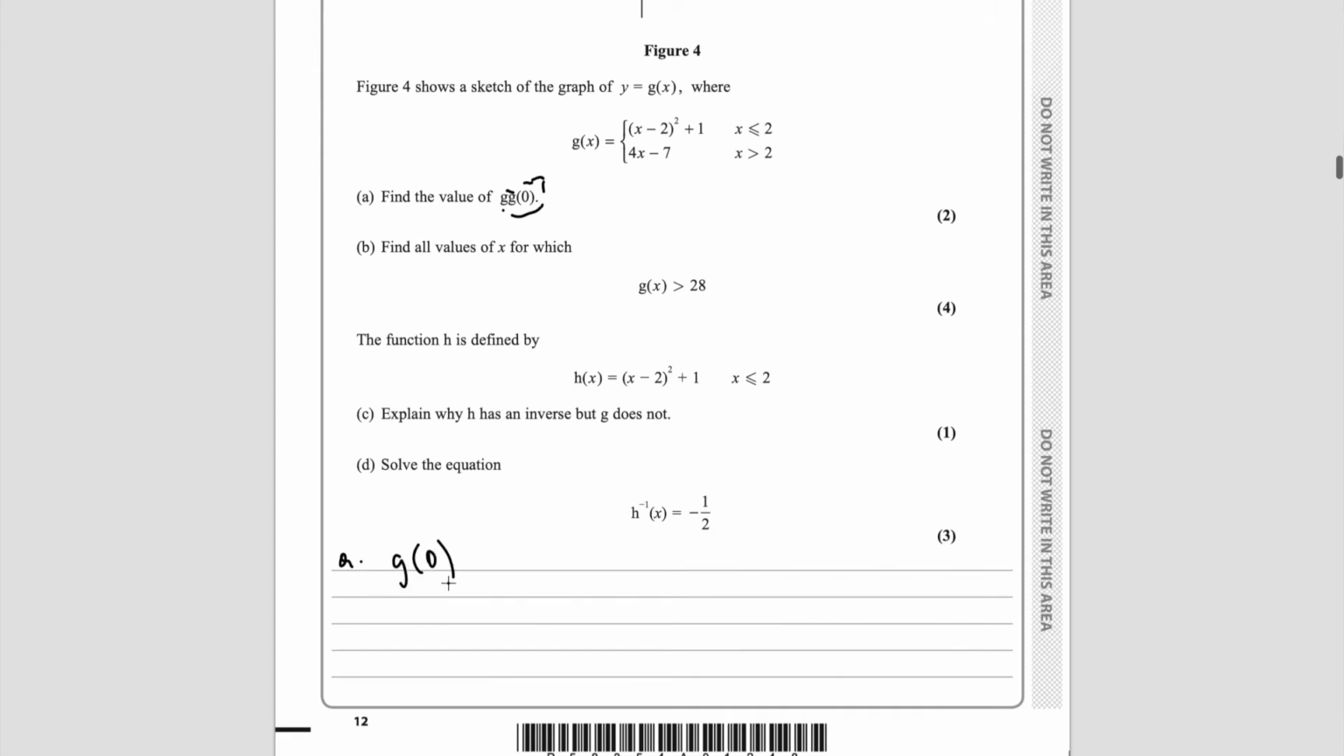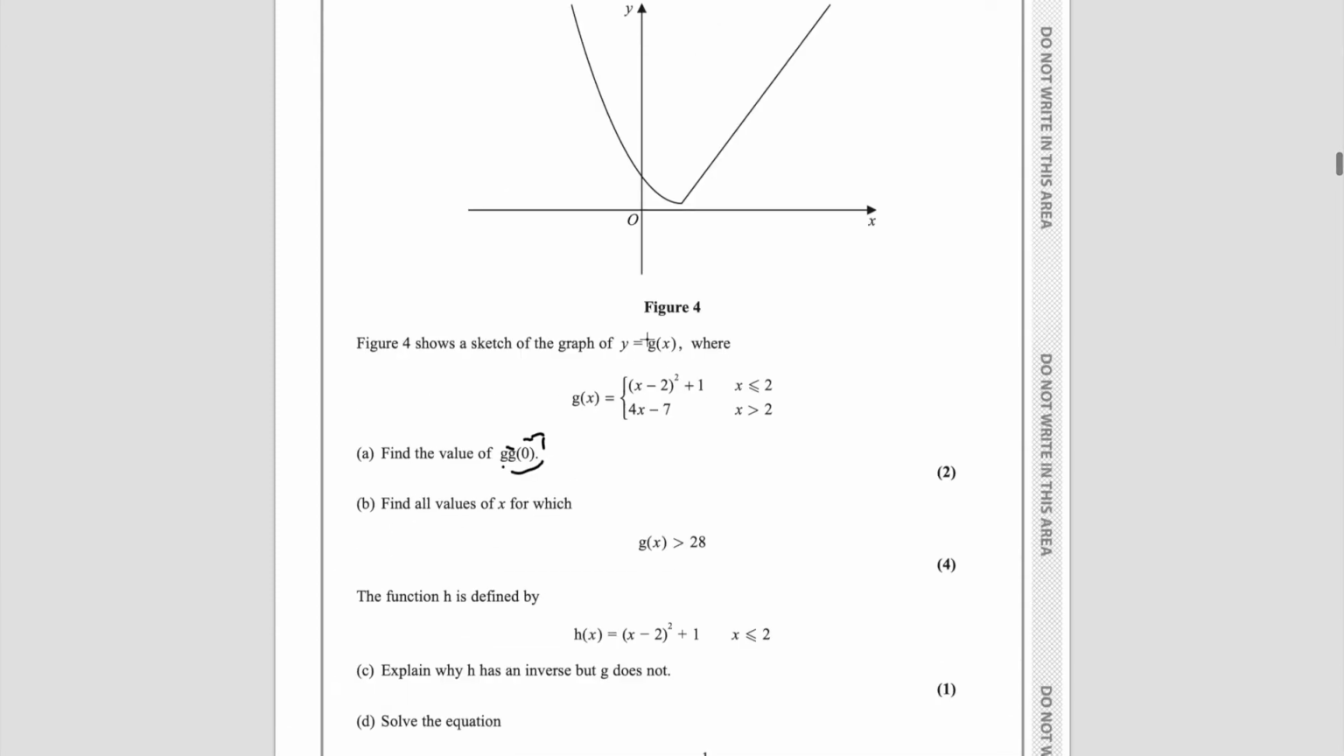g of 0 is going to equal, well, first we need to consider the fact that 0 is less than or equal to 2, so we'd need to substitute 0 into this part of the curve in order to get this point here.